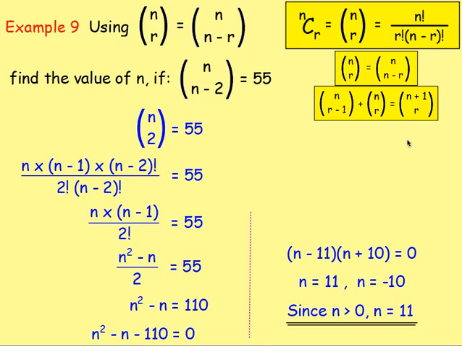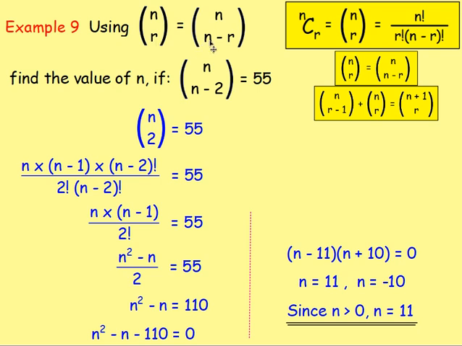We were using the other properties here. This property, n choose r equals n choose n minus r, to find the value of n if n choose n minus 2 equals 55. So what we had to do first of all was rewrite this using this property. We were really just going back the way. Because we've got an n at the top, that just stays as n.